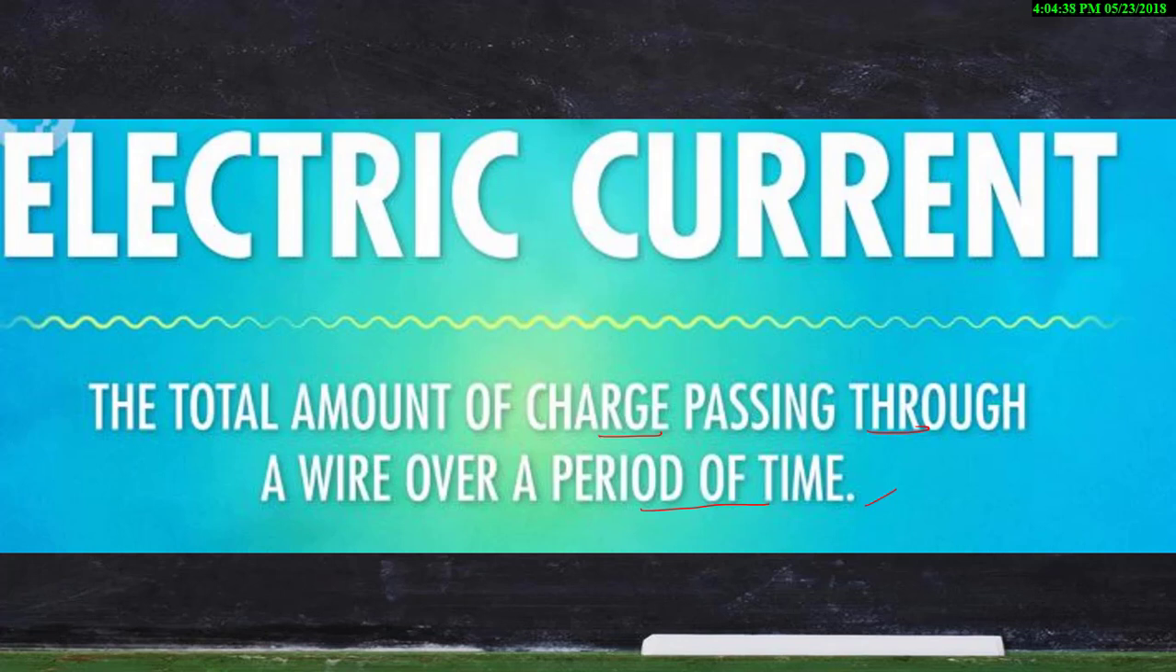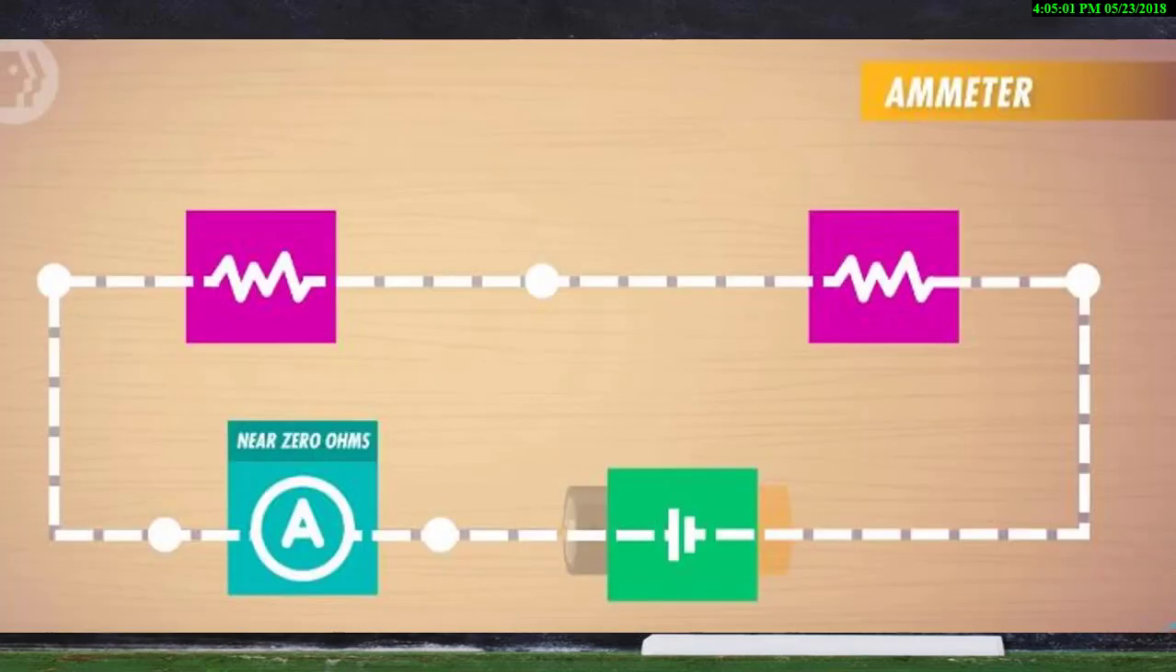Now we'll discuss electric current. We already know electric current is simply defined as the amount of charge passing over a given time. Now we'll solve some problems based on it. Electric current is measured by an ammeter, and an ammeter has 0 ohms. So what is ohms? I will discuss later. For the present, remember an ammeter has near 0 ohms.